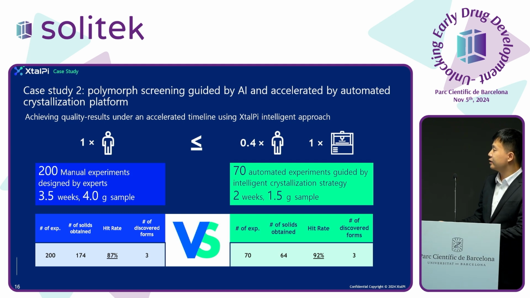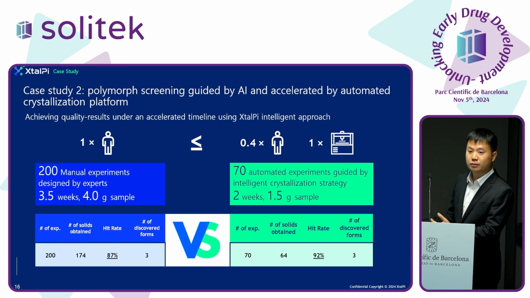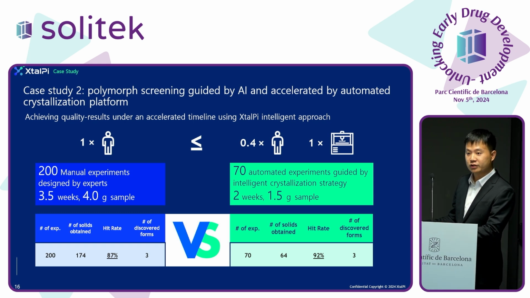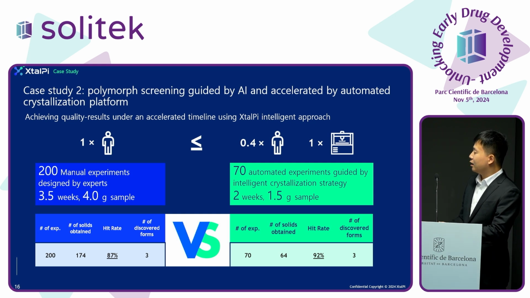And as a comparison, we used our intelligent crystallization algorithm to give a recommendation for the experimental work. 70 experiments were recommended. The experiments were done by our automation platform within 2 weeks, and only 1.5 grams of sample was consumed. In terms of the results, among the 70 experiments, we got a powder hit rate over 92%, which is higher than the scientist, and we also got the same number of discovered forms.